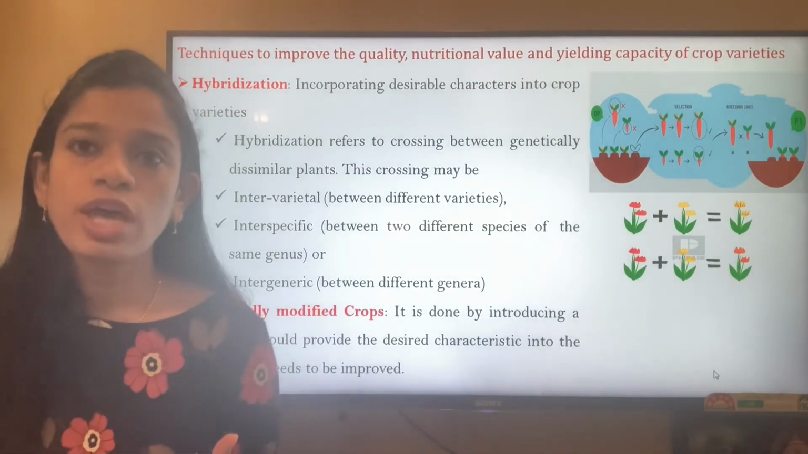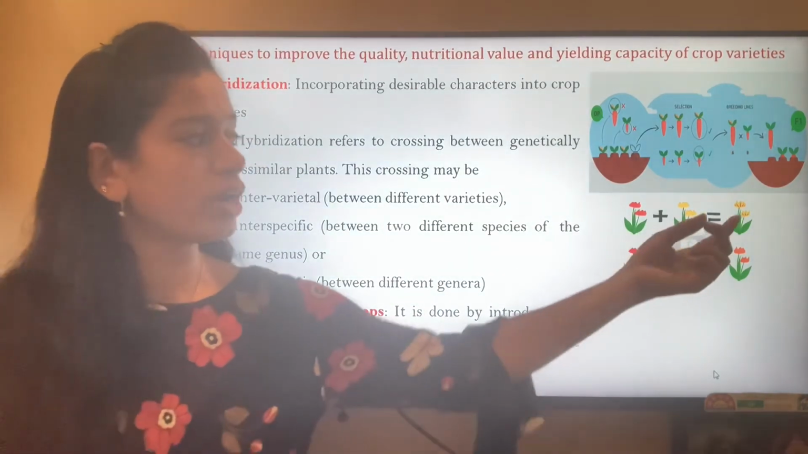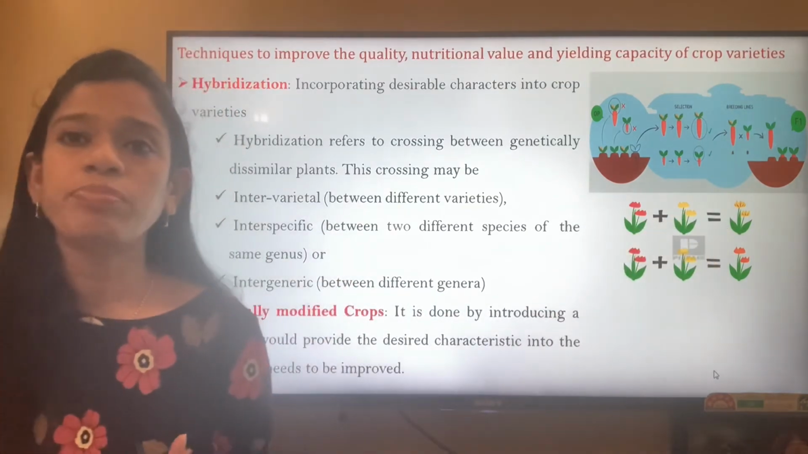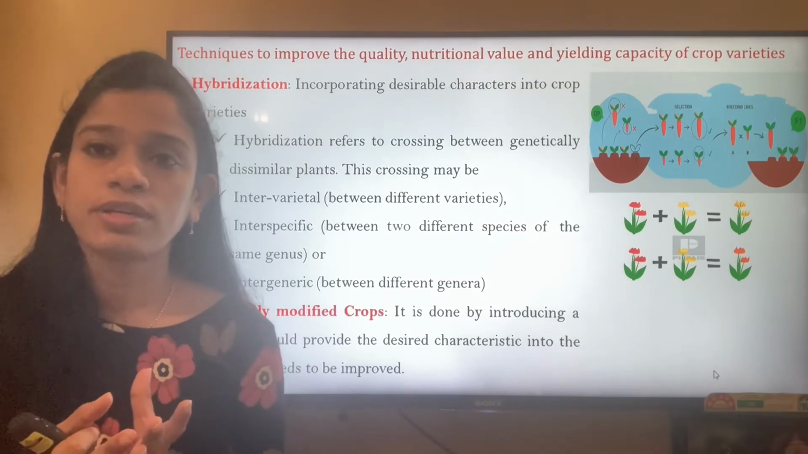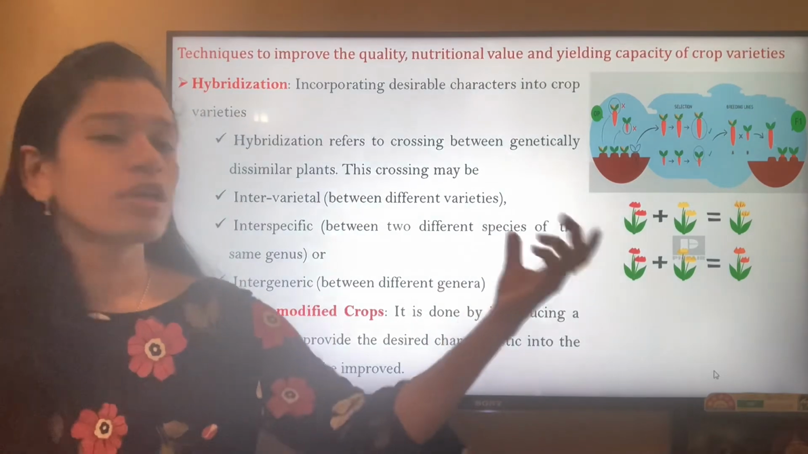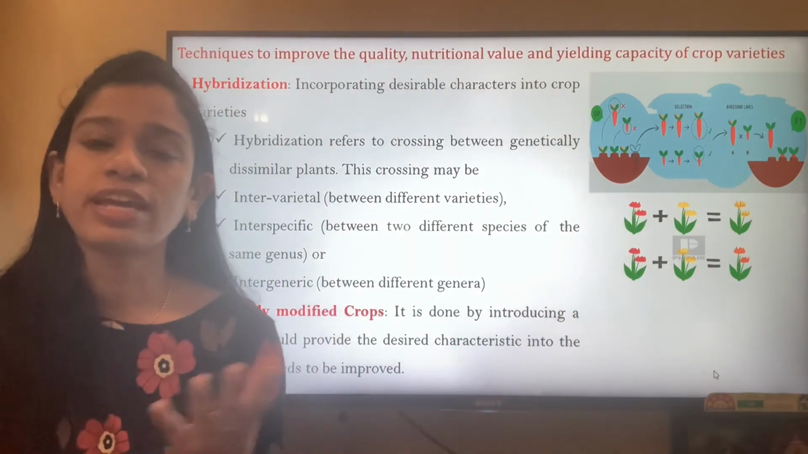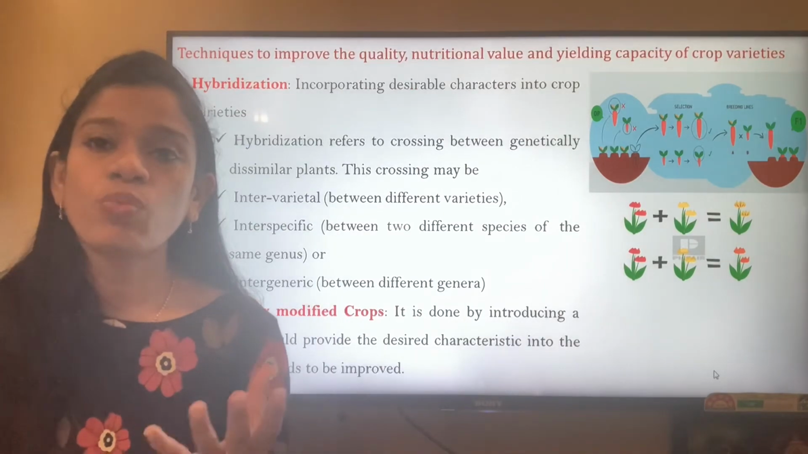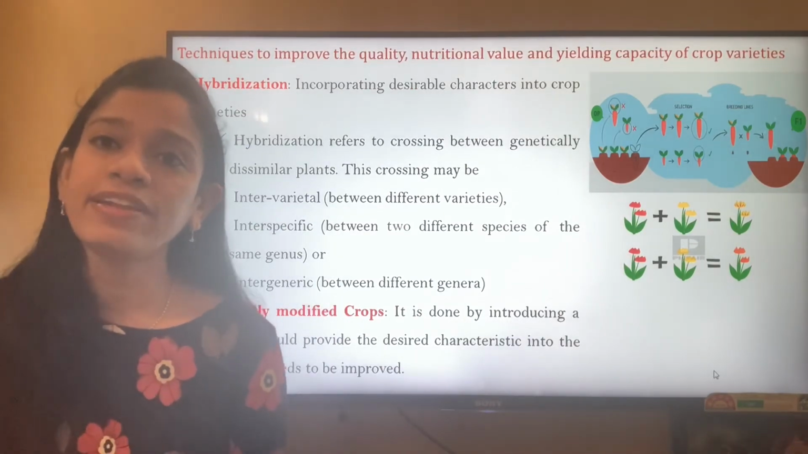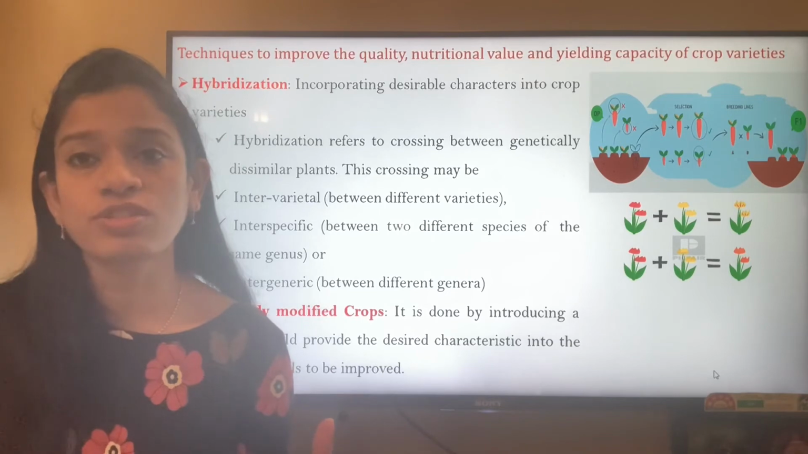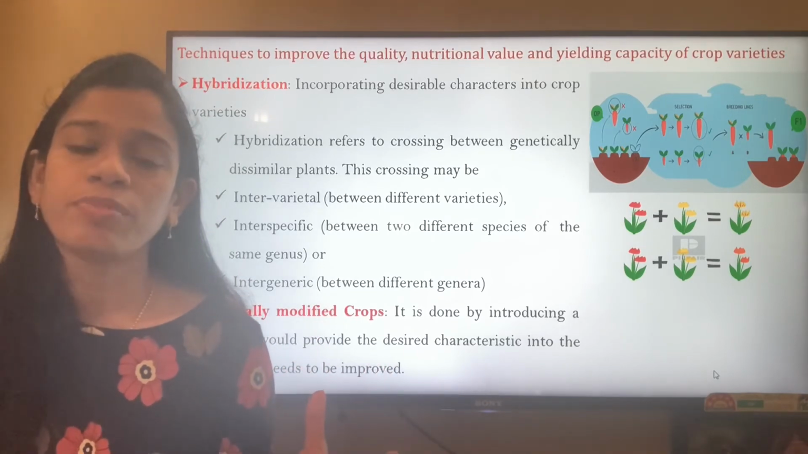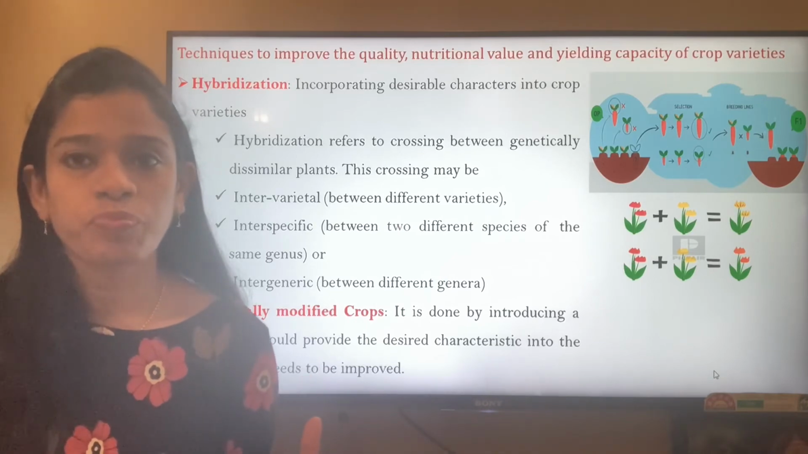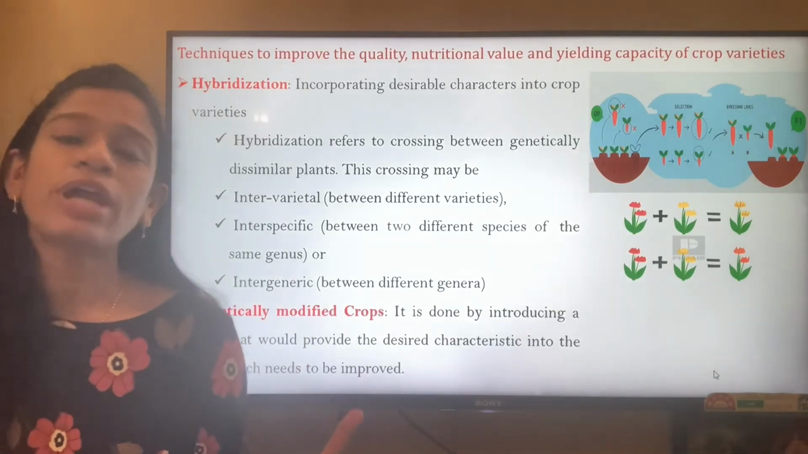So if we cross these two, finally we get whatever this one is. This might be a very high yielding plant which is also resistant to a particular disease. So both of them we combine together and we get them in one plant. So in one plant, we can get a higher yield and disease resistance also. So ultimately it gives us more yield because the crop remains healthy. So this is about hybridization.